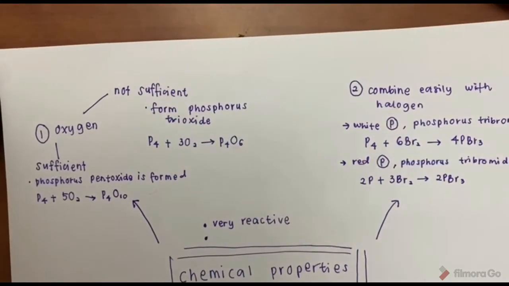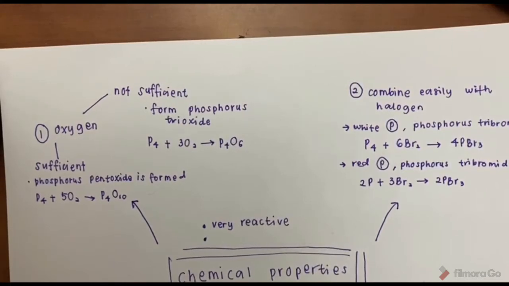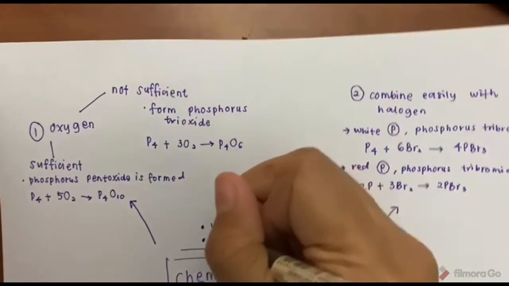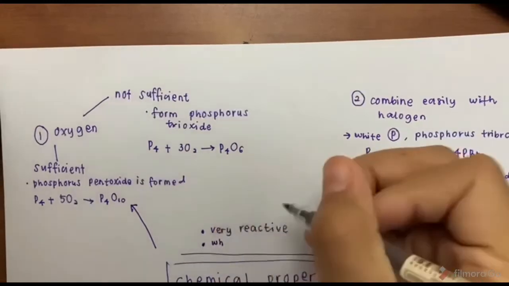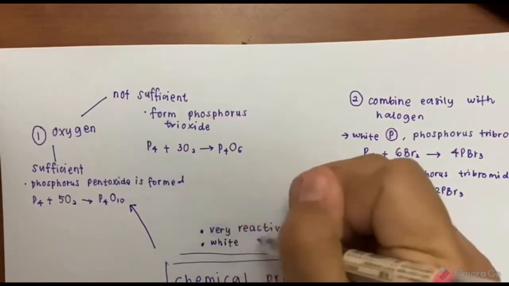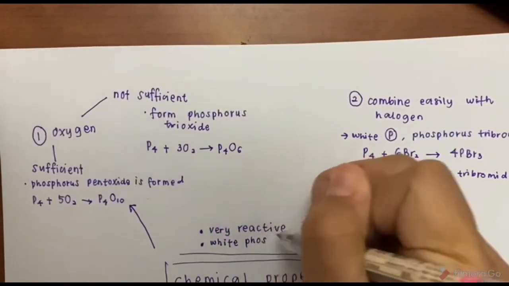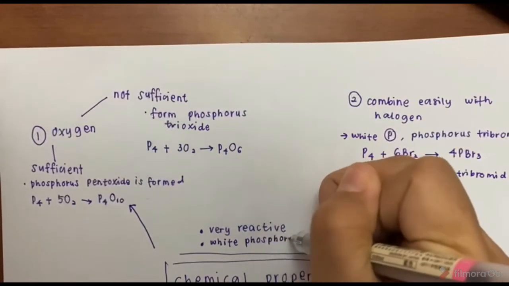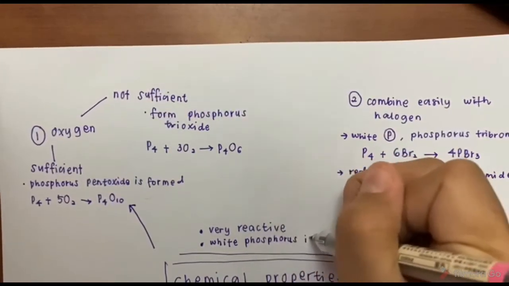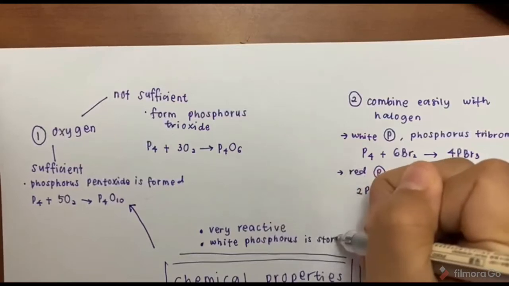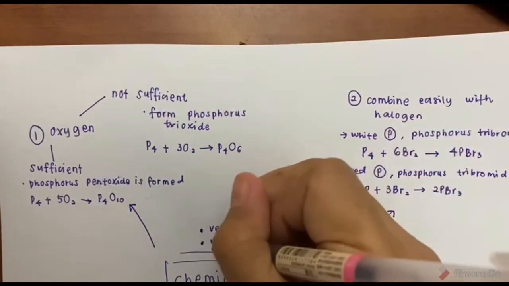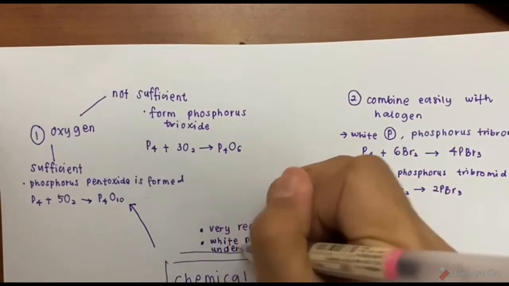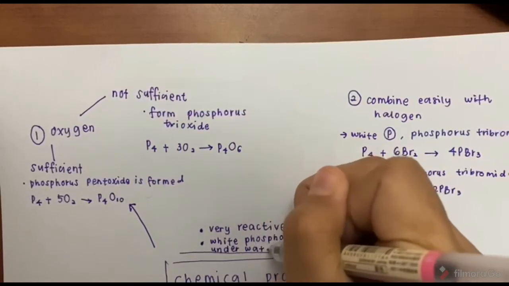Adding another general information for phosphorus, white phosphorus is stored underwater for safety because white phosphorus is reactive. So white phosphorus cannot be exposed to the air because it is very reactive.